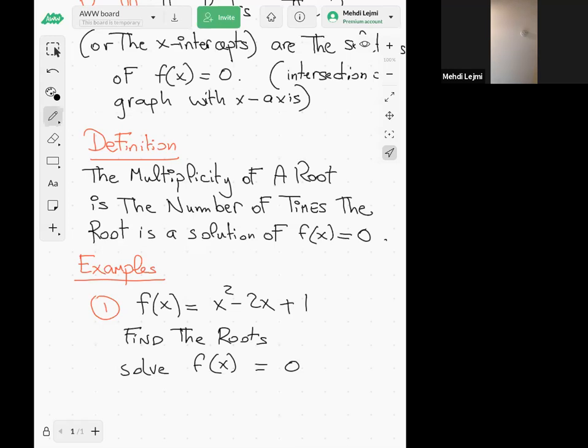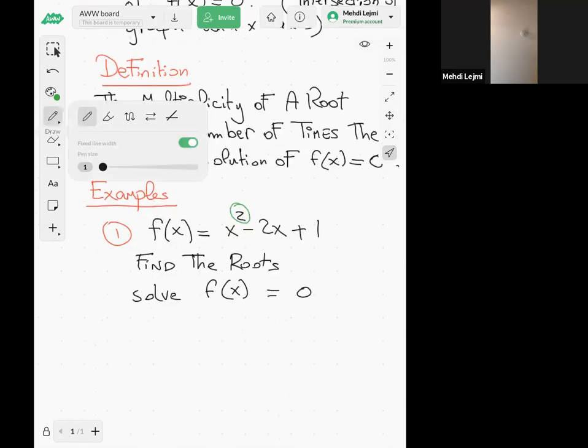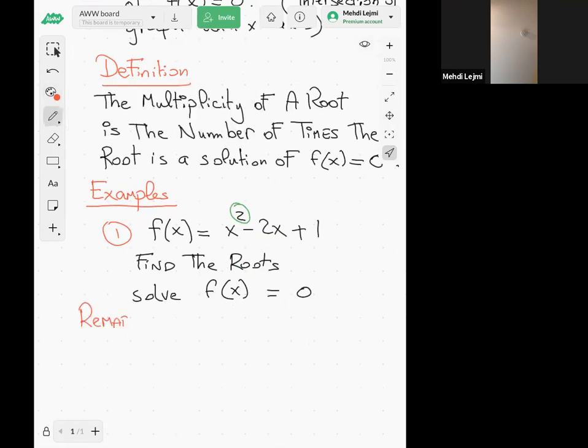Now, guys, first remark is that this is a polynomial of degree 2, right? So when you solve f of x equal to 0, because the highest power is 2, then you should expect to have 2 solutions. Okay, so first important remark here, observation: we should expect to have 2 solutions.